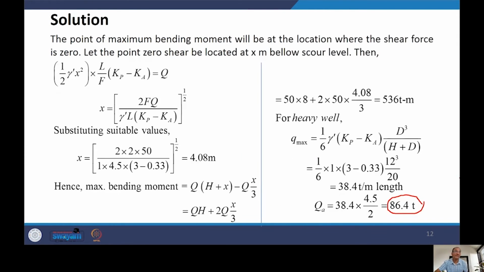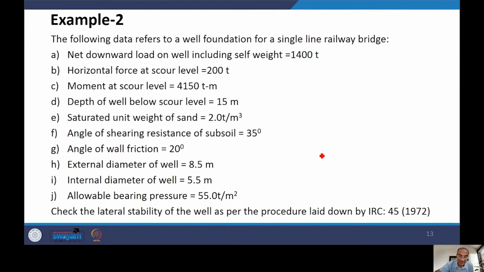Now let's discuss the second method. The last one was Tarzaghi's method. Now let's discuss the IRC method. In the IRC method, you have two approaches. One is related to the elastic theory method. Another is called the ultimate solutions method. So let's discuss example 2.